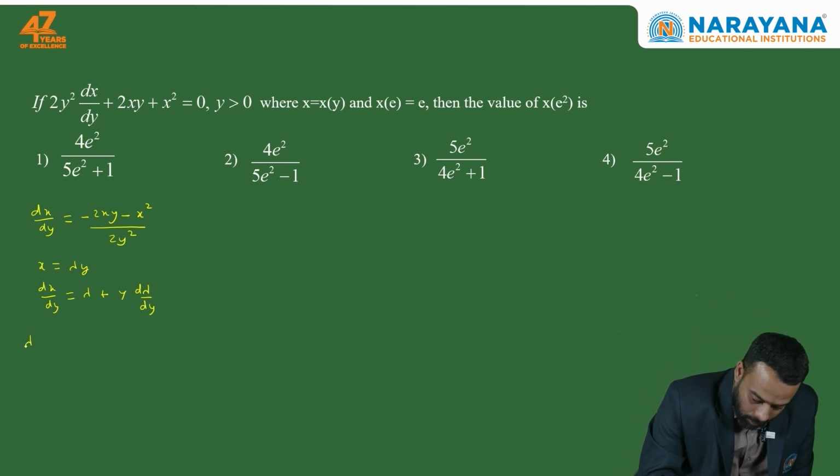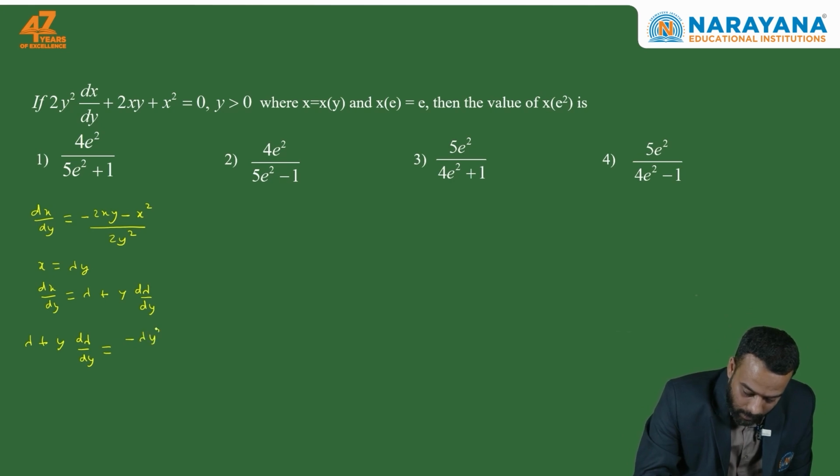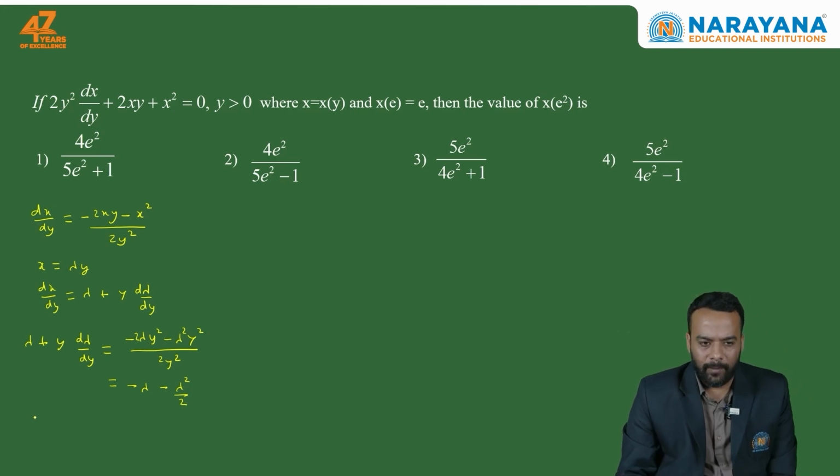So our original equation is going to become λ + y dλ/dy = −. Now the value of x is λy. So what I will be getting? −(2λy² − λ²y²)/(2y²), which is going to simplify to −λ²/2. So from here, now we are going to convert this into variable separable format.